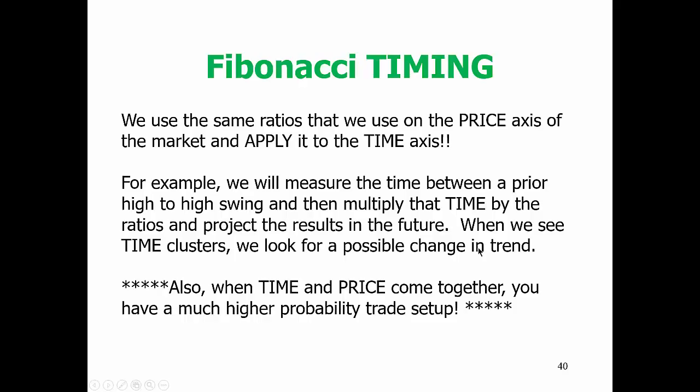Okay, so I'm kind of done with those examples for the price work, but let's move into timing. So I use the same ratios that we use on the price axis of the market, and I apply it to the time axis. For example, I will measure the time between a prior high to high swing and then multiply that time by the ratios and project the results in the future. When we see time clusters, we look for a possible change in trend. Also, when time and price come together, as you saw in a couple of the other examples, you have a much higher probability setup.